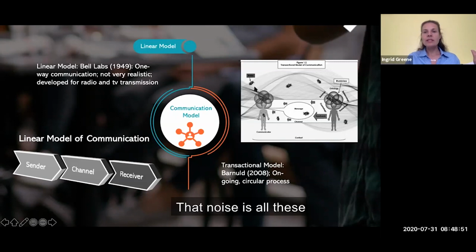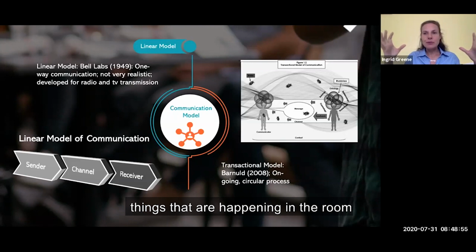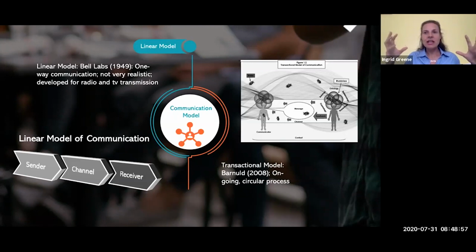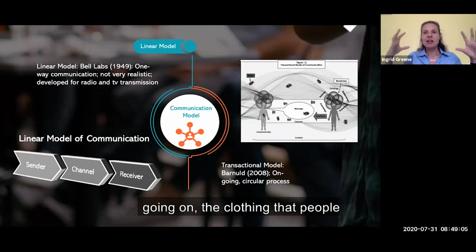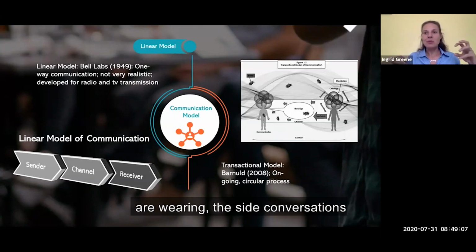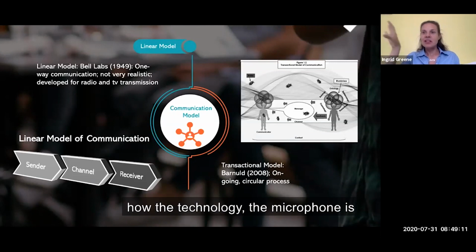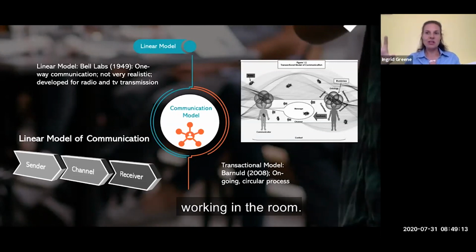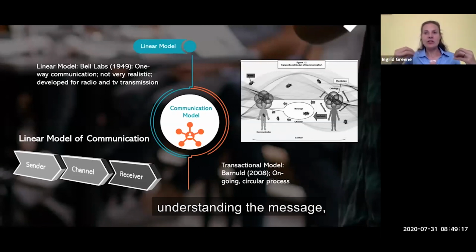That noise is all these other distractions, all these other things that are happening in the room that are catching our attention. Maybe that's actual noise, or maybe there's construction across the street, but more than likely there are things going on. The clothing that people are wearing, the side conversations that people are having, how the technology, the microphone is working in the room. So all these other things that can distract us from hearing and understanding the message.